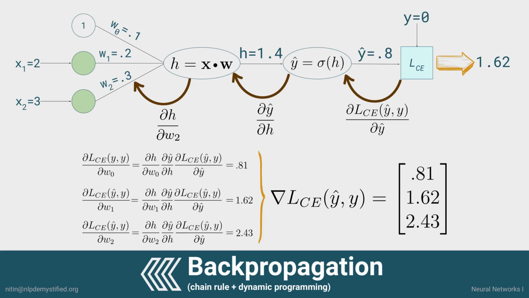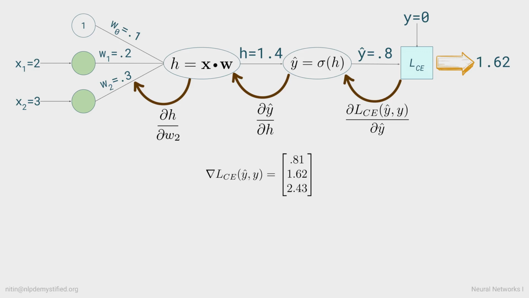Essentially, it's a combination of the chain rule and dynamic programming. If you're not familiar with dynamic programming, it's an approach to algorithmic problem solving where the final solution is built up from solutions to smaller problems, as we're doing here. All right, let's finish this example. So we have our gradient now.